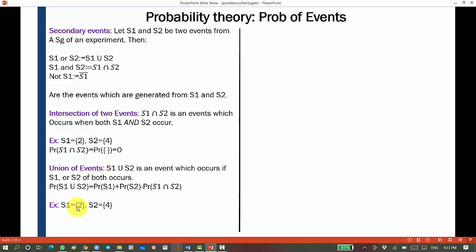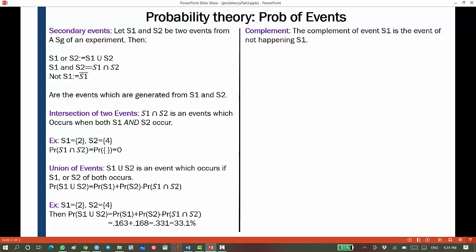Again, consider S1 to be 2 and S2 to be 4. The probability of S1 union S2 is the probability of S1 plus the probability of S2 minus the probability of S1 and S2. From the past lectures, we know that the probability of 2 is 0.163 and the probability of 4 is 0.168. And the probability of S1 and S2 is 0. Therefore, the probability of S1 or S2, in other words, getting 2 or 4, is 0.331, in other words, 33.1%.